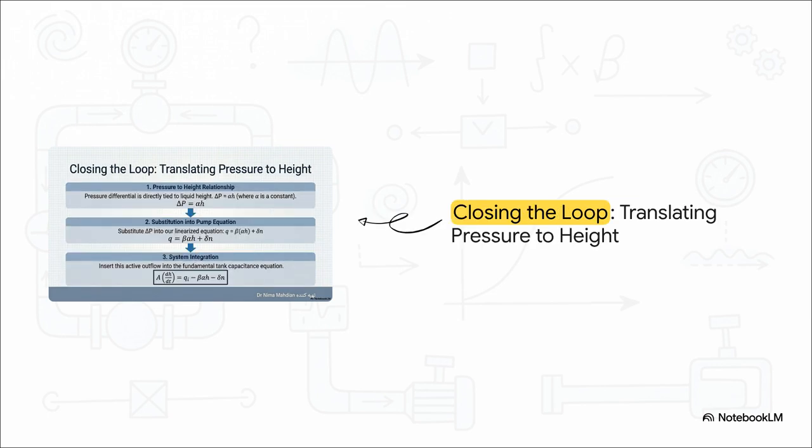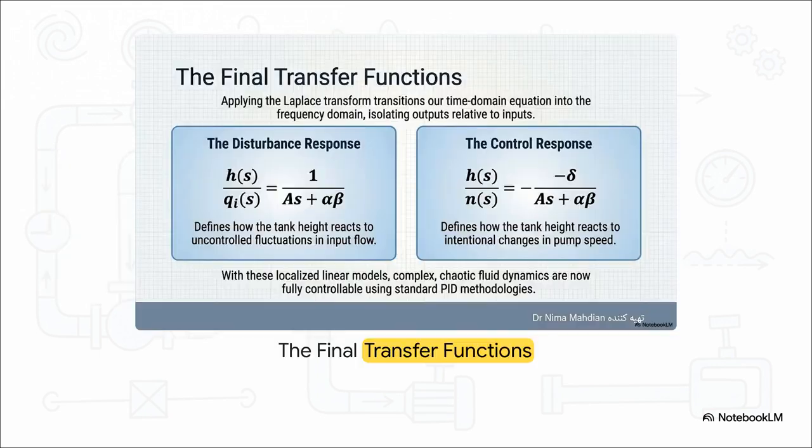Now we can finally close the loop. Let me walk you through this step by step. First, we know the pressure differential is directly tied to liquid height via a constant. Let's call it alpha. So the change in pressure is alpha times h. Second, we substitute that right back into our brand new linearized pump equation. So now our flow Q is beta times alpha times height plus delta times pump speed. And third, we literally just drop that entire active outflow equation right back into our fundamental tank capacitance equation. Boom. And that leads to an absolute mathematical triumph.